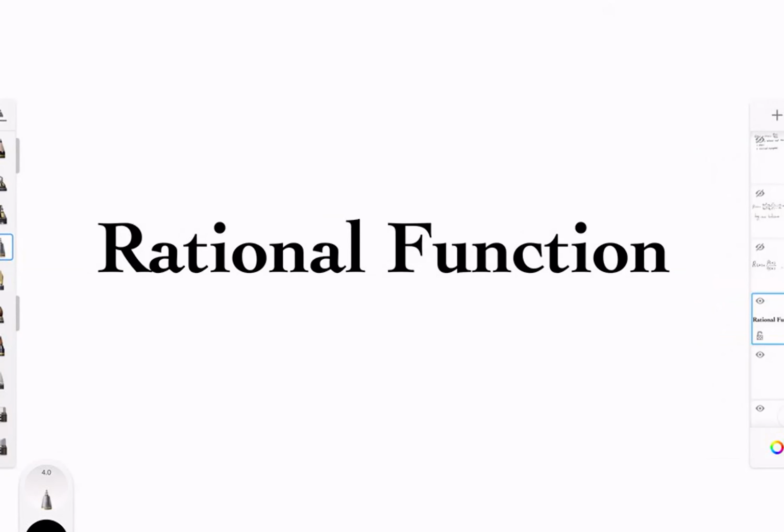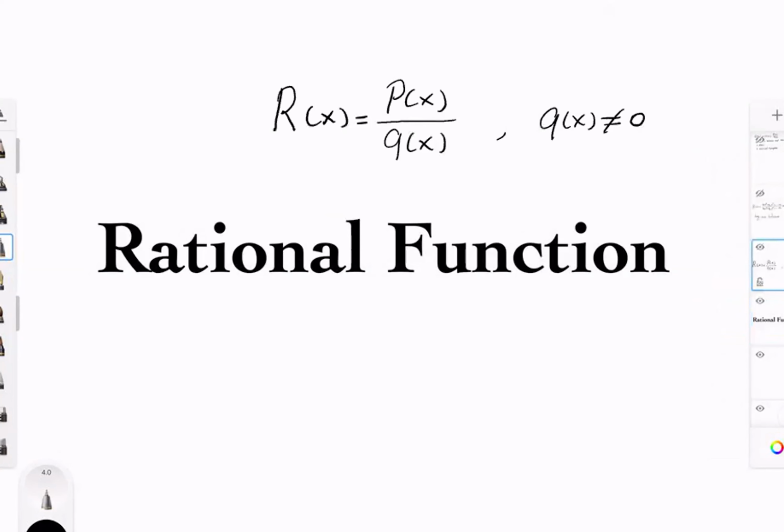So rational functions are in the form R of x equals P of x over Q of x, where P of x is a polynomial and Q of x is a polynomial. For example, R of x equals 5x cubed plus 8x squared plus 9x plus 1 divided by 8x to the power 4 plus 9x cubed.